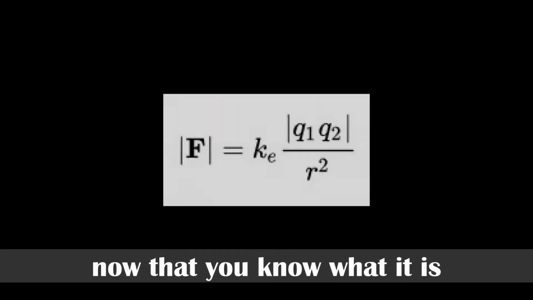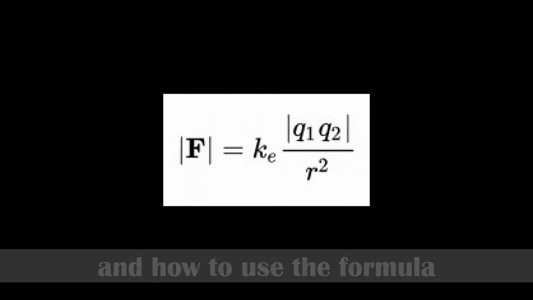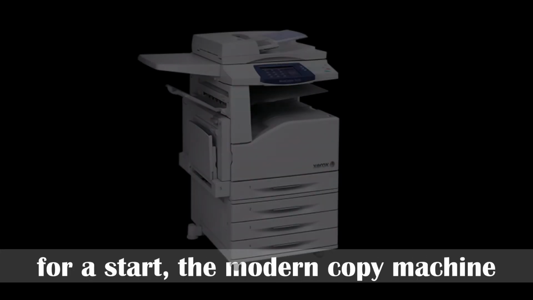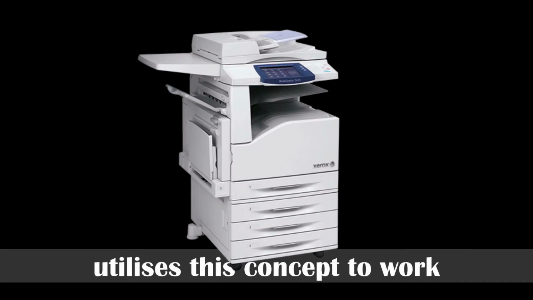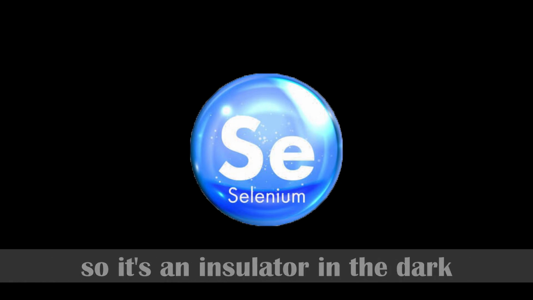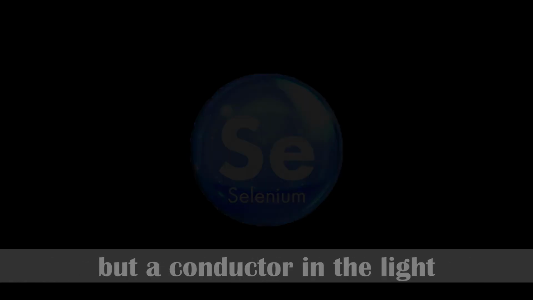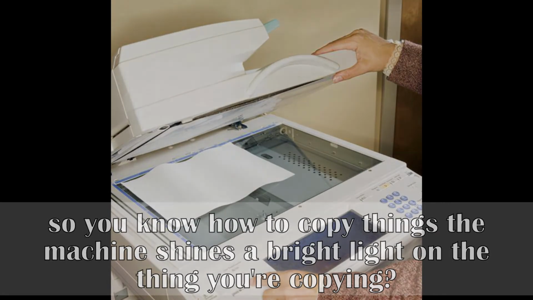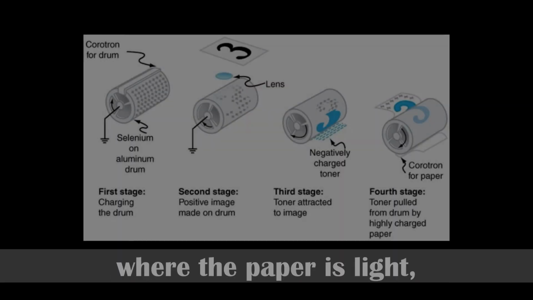Now that you know what it is and how to use the formula, how about some real-world applications? Where is Coulomb's law used nowadays, and what is it used for? Well, a lot of things actually. For a start, the modern copy machine utilizes this concept to work. An element called selenium is a photoconductor, so it's an insulator in the dark, but a conductor in the light. So you know how to copy things the machine shines a bright light on the paper you're copying? Well, the paper is light.